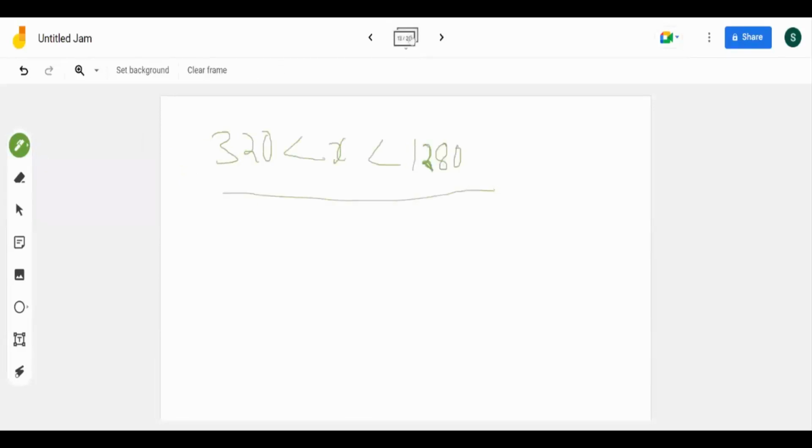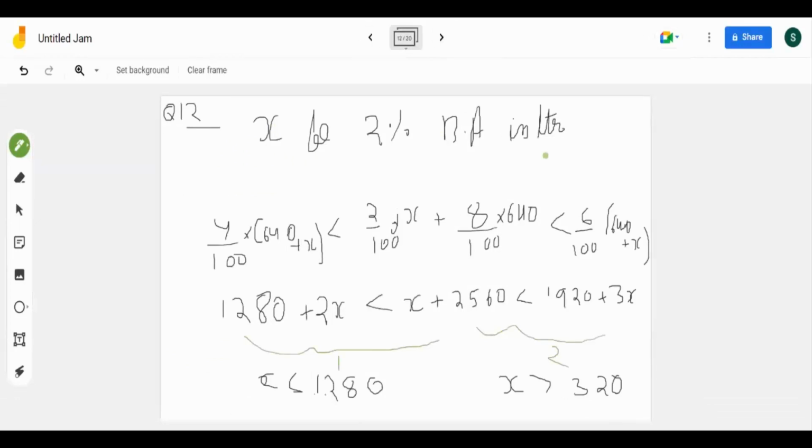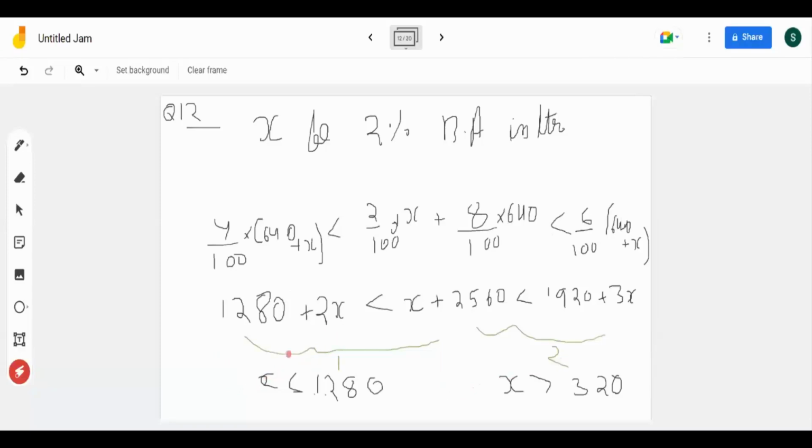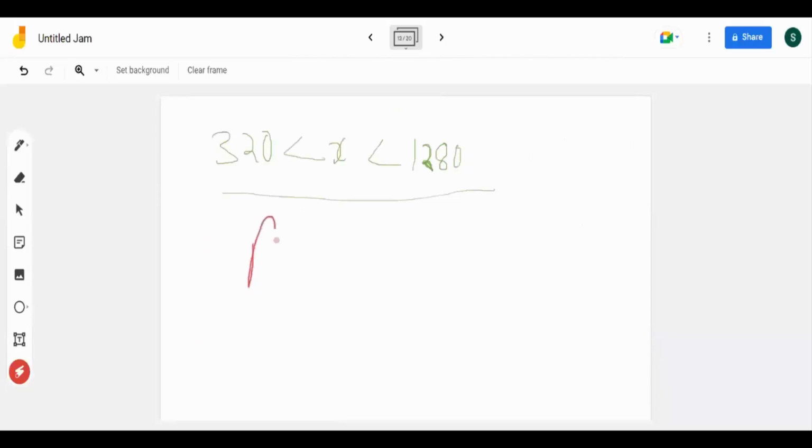This is in liters. So I will repeat what we have done. We were given solutions of 2% and 8%. We have found the total acid content, and the new solution we get must lie between 4 and 6% acidic. So we have just applied chemistry here. We wrote the formula: 4 by 100 of the total solution and 6 by 100 of the total solution, and this is our acid content, that is 2% of x and 8% of 640 liters. We solved this inequality to get the range of x. So this is our answer.